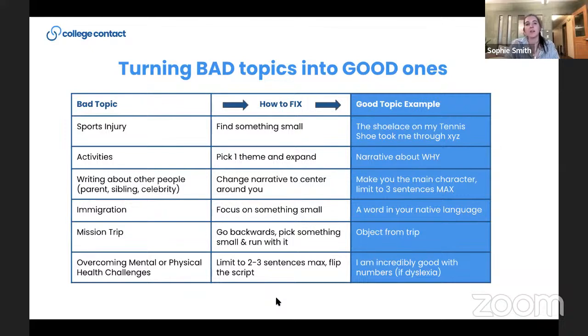This last one I'm still iffy on, but overcoming mental and physical health challenges. We typically want to put forth to the admissions officer a very positive story if we can. So this has more to do with the mental health challenges that we've seen a lot of recently. Think about if you were at a job interview, right? This is a good way to think about it.